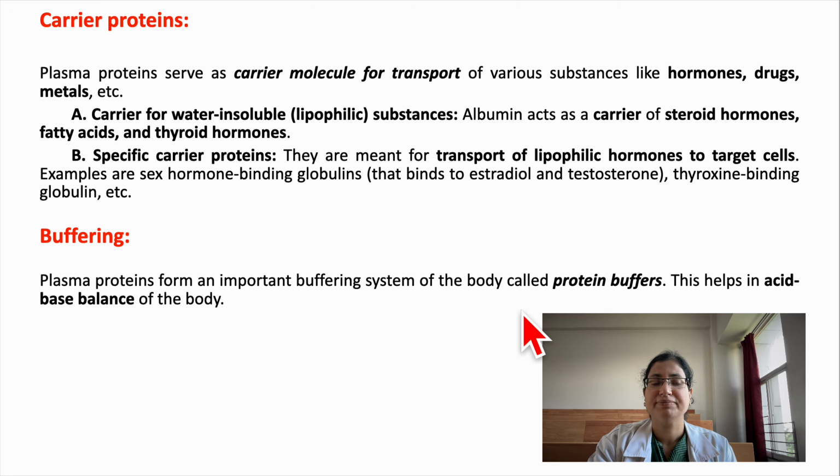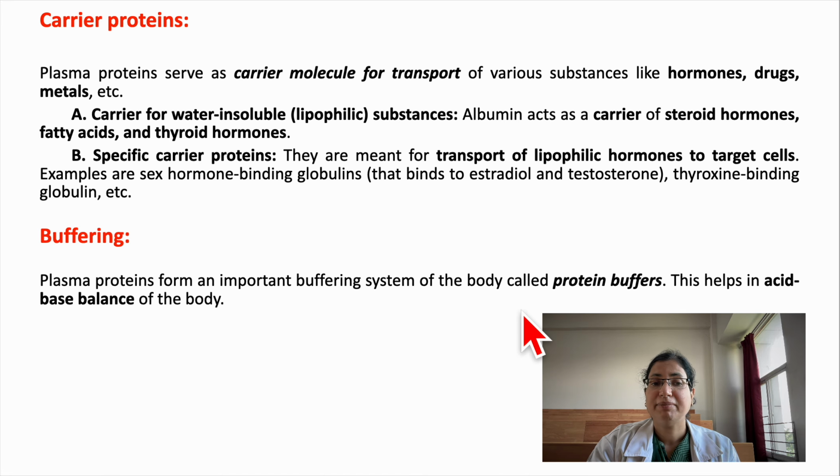Then carrier protein. Plasma proteins serve as a carrier molecule for transport of various substances like hormones, drugs and metals. A carrier for water insoluble lipophilic substances, albumin acts as a carrier of steroid hormones, fatty acids and thyroid hormones. Specific carrier proteins are meant for the transport of lipophilic hormones to target cells. Examples are sex hormone binding globulin that binds to estradiol and testosterone, and thyroxine binding globulin.